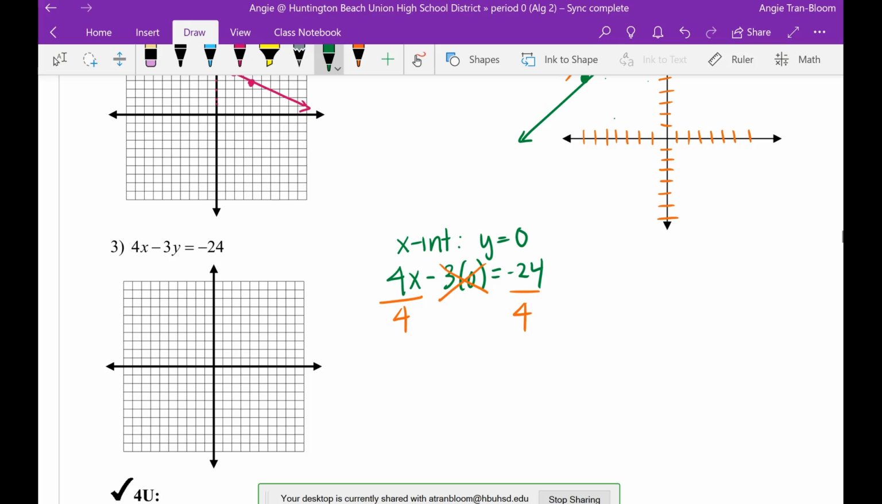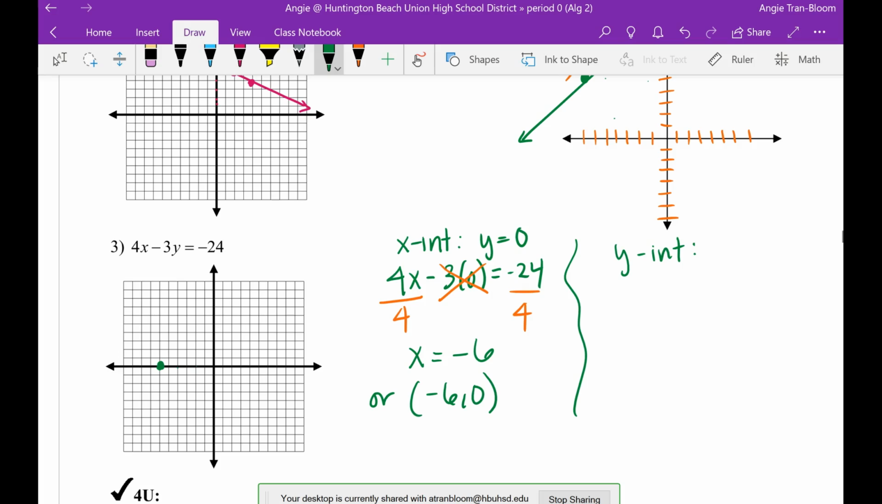So if you have that, Griffin, dear, can you tell me what the x-intercept is? For 3, the x-intercept is negative 6. Very good. Okay, so that means I'm going to go negative 6, make a dot, 2, 4, 6. Can I also write the x-intercept as negative 6, 0? Is that still okay? Mm-hmm. Now I'm going to find the y-intercept.